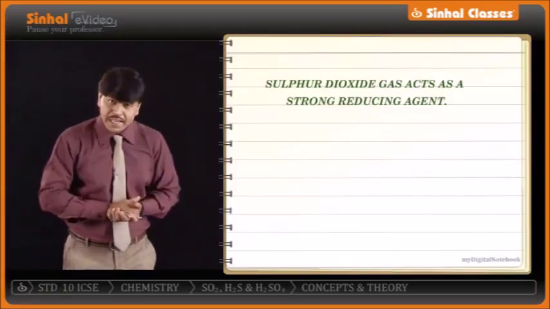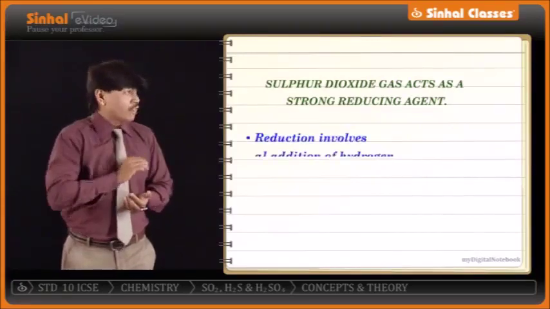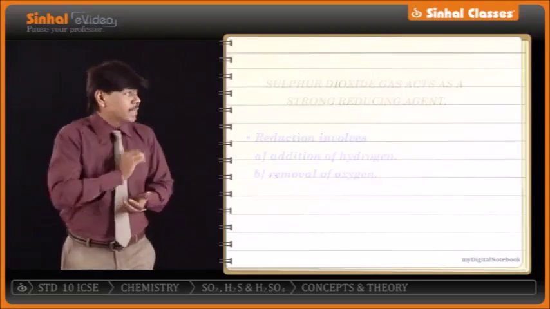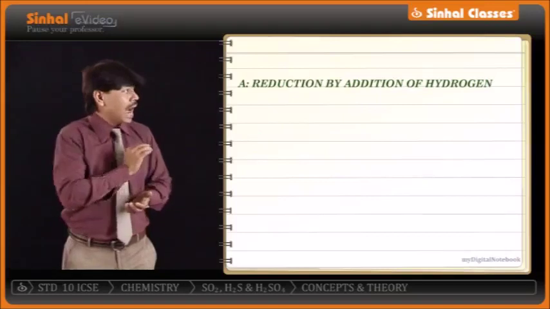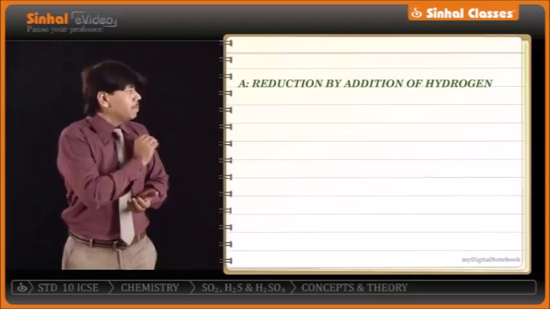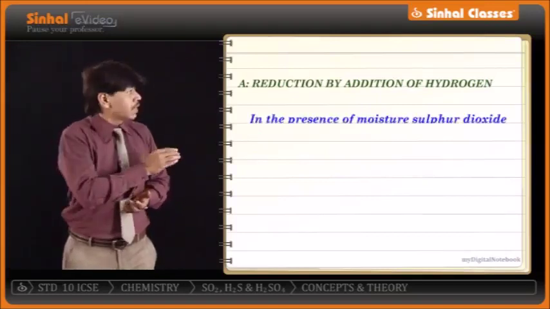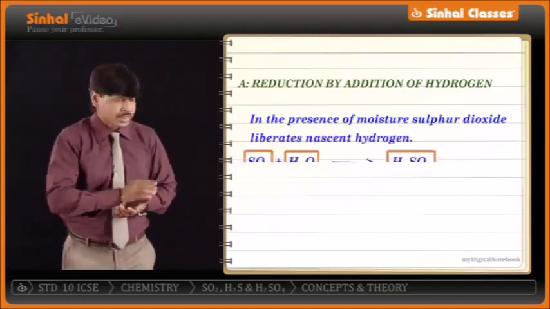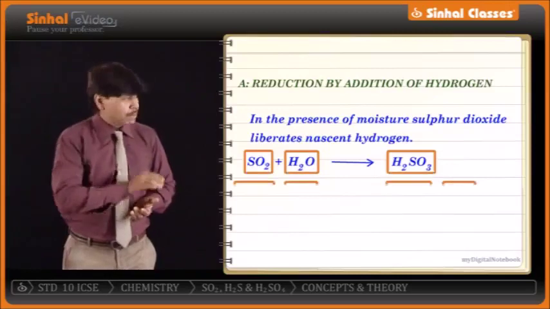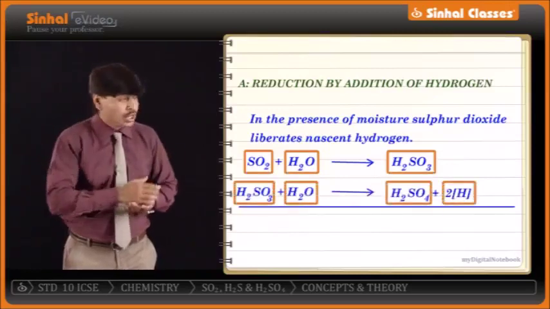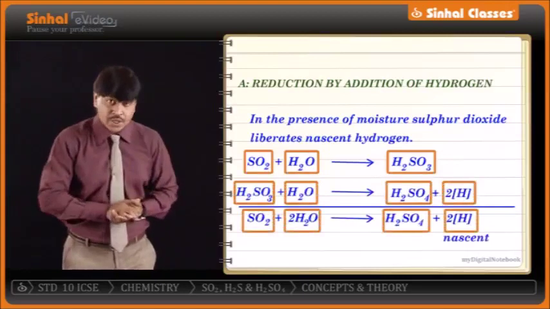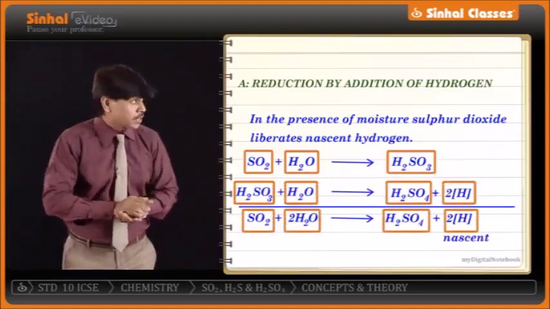Reaction involving reduction is addition of hydrogen or removal of oxygen. Let's see reduction by addition of hydrogen. In presence of moisture, sulfur dioxide liberates nascent hydrogen. That is, SO2 plus 2H2O will give you H2SO4 along with 2 nascent hydrogen, written in brackets.